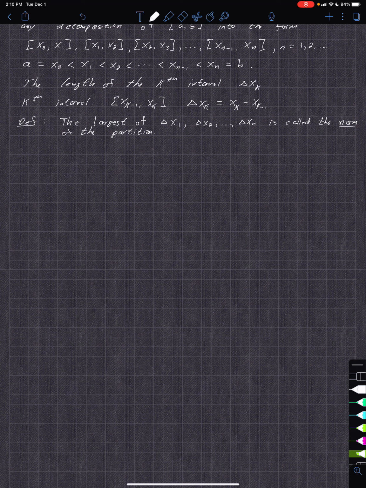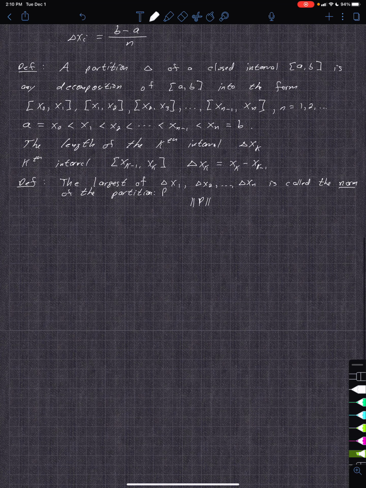And so the norm is written as the norm of P, like that, and we'll say a partition P. Sometimes we call the partition that, for obvious reasons. So a general partition, what we're doing here, allows these to be different lengths, varied in length. All right, and there's a reason for that when we define the definite integral.